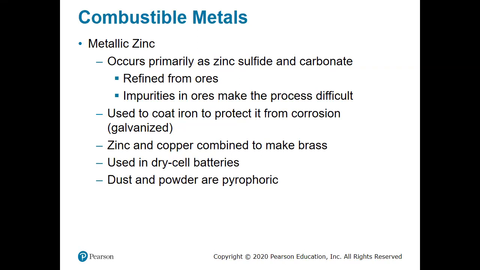Looking at metallic zinc, zinc primarily exists in the forms of zinc sulfide, ZnS, or zinc carbonate, ZnCO3. So, like we saw with the aluminum, generally we have to get it out of its ores, out of rock and other mixtures in order to get the purified zinc. Other impurities that exist in the ores themselves can make the extraction and purification process even more difficult.